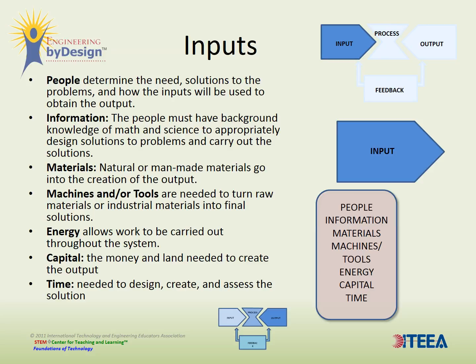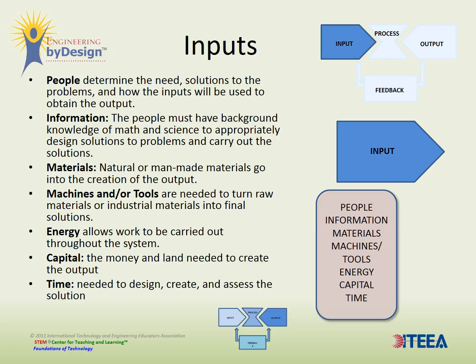Now, people will determine what is going to be needed. What's the solution to the problem? How are you going to use your inputs to determine your outputs? If you're cooking something, what's going to be your inputs to make that cake? The cake, or now you're going to switch to cookies, or you're going to switch to a meal.